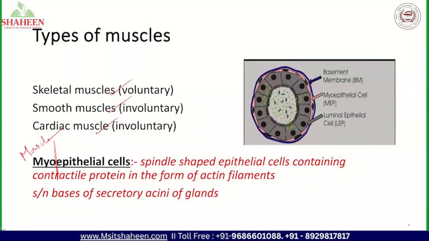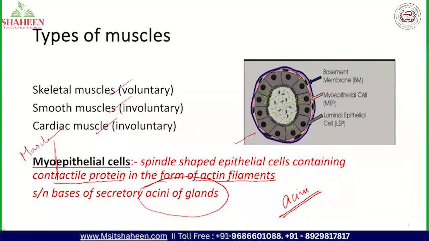Why does it function like a muscle? Because of the presence of some contractile protein in the form of actin filaments. This is commonly seen in the acini of glands. We have different types of glands, like merocrine glands, holocrine glands, sweat and sebaceous glands. In these glands, the functional unit is the acini.